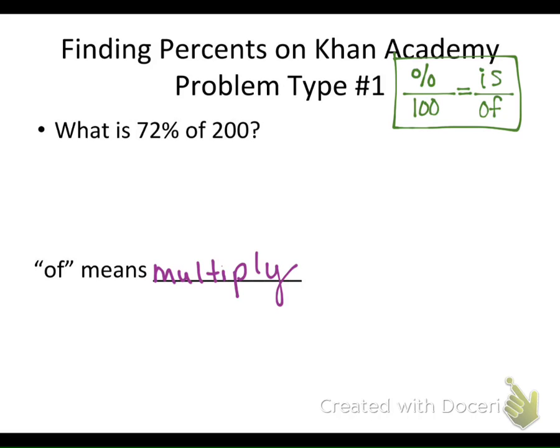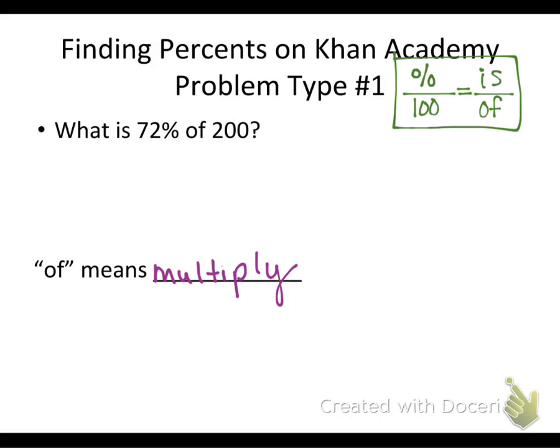So I would write that at the top of your paper or somewhere for the first couple of examples. We're going to use a different proportion for word problems, but when you're trying to find the percent of a number or what a number equals out to, this is what you'll use. Now, all I'm going to do is look at my problem, what is 72% of 200, and plug those into my proportion. So my proportion, I'm using percent over 100.